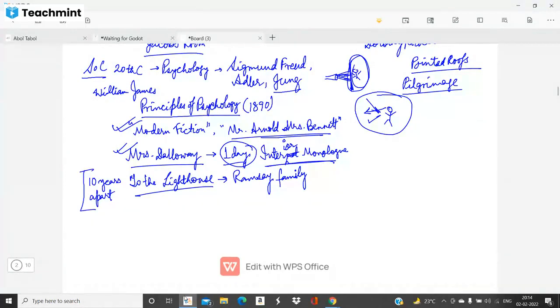In the first part, the family plans to go to the lighthouse. In the second part, they go to the lighthouse. In between, there are 10 years of gap. Now, one of the greatest works that Virginia Woolf has ever written is called The Waves. This is often considered as a prose poem. It is highly symbolic, with almost no plot, but merely a study of the consciousness of the characters.